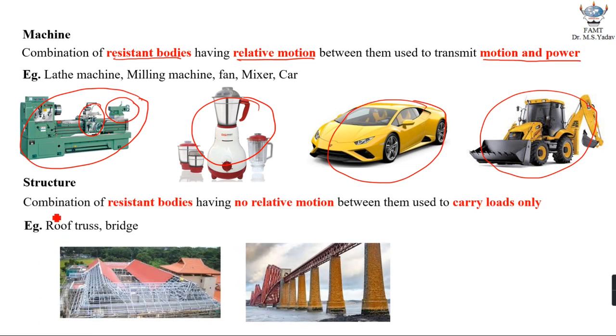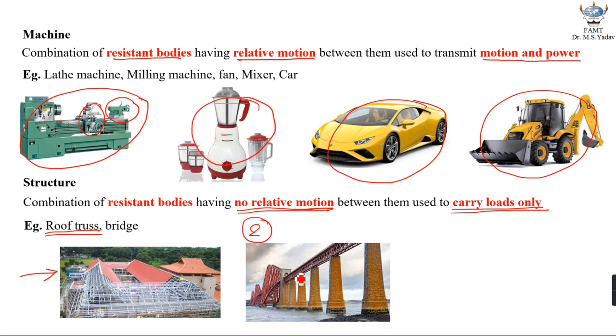A structure is basically a combination of resistant bodies again, but there is no relative motion between those resistant bodies, and it is typically used to carry loads only. Say for example, the roof truss. If you look at this practical example, the roof truss consists of a number of resistant bodies which are welded together. So these resistant bodies have no relative motion between them, and obviously the roof truss is used to carry only loads.